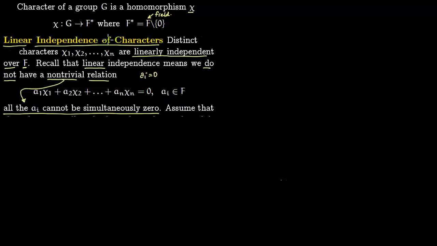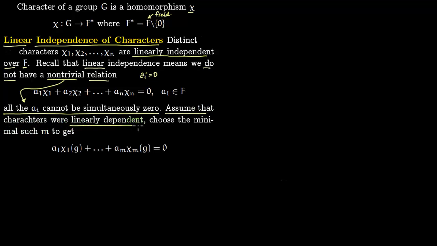So to prove this theorem that distinct characters are linearly independent, we will choose the method of contradiction. So you start by assuming that the characters are linearly dependent. So if they are linearly dependent, then there is some minimal m, so that you get this equation. Because if they are linearly independent, you cannot have this equation. The only case you have this equation is when these ai's are 0. So since they are linearly dependent, you have such a non-trivial relationship. So there are some ai's which are not 0, and you take the minimal m.